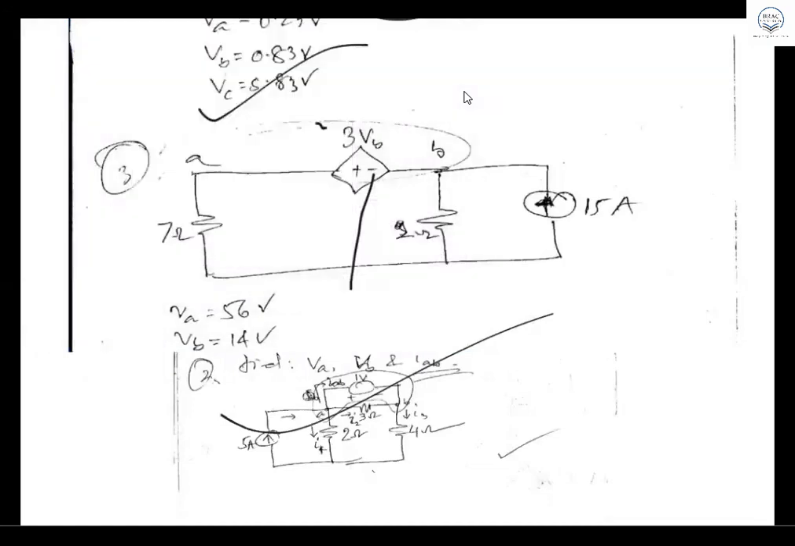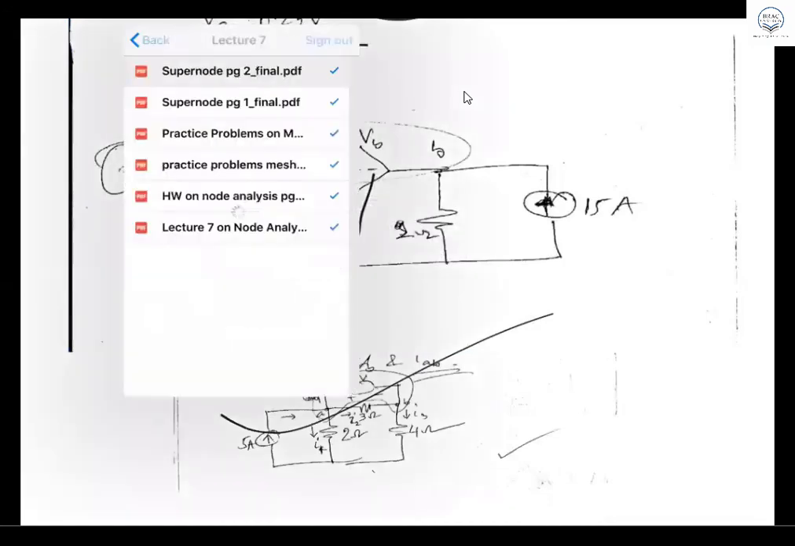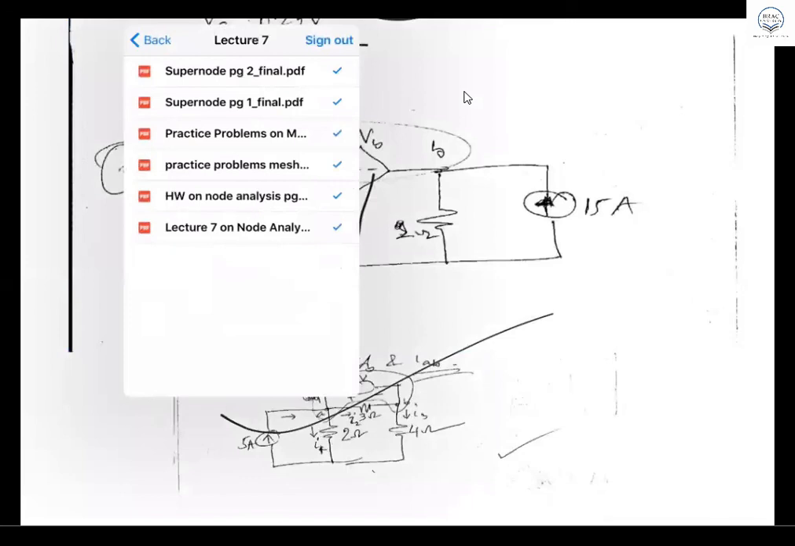I think in the BUX, look at it. In the BUX, you can see all these things. Can you see supernode page 2, supernode practice problems, homework, lectures? Can you see these things? Yes, sir. We can see. Yes, all these things are already uploaded in the BUX.